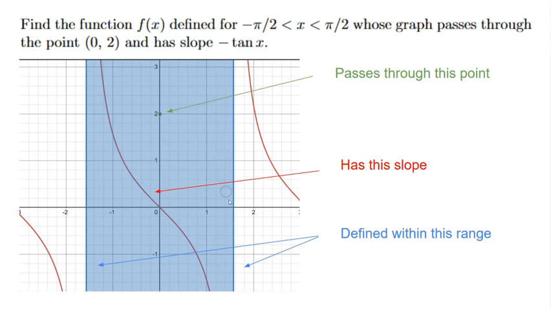Alright, so just a slight visualization. Basically what we want to do is find a function that passes through this point and has this slope. This is the slope that we're given, not the actual function itself, because that's what we're trying to find. The domain is non-inclusive because if we plug in negative pi over 2 or pi over 2, we get undefined values at these points.